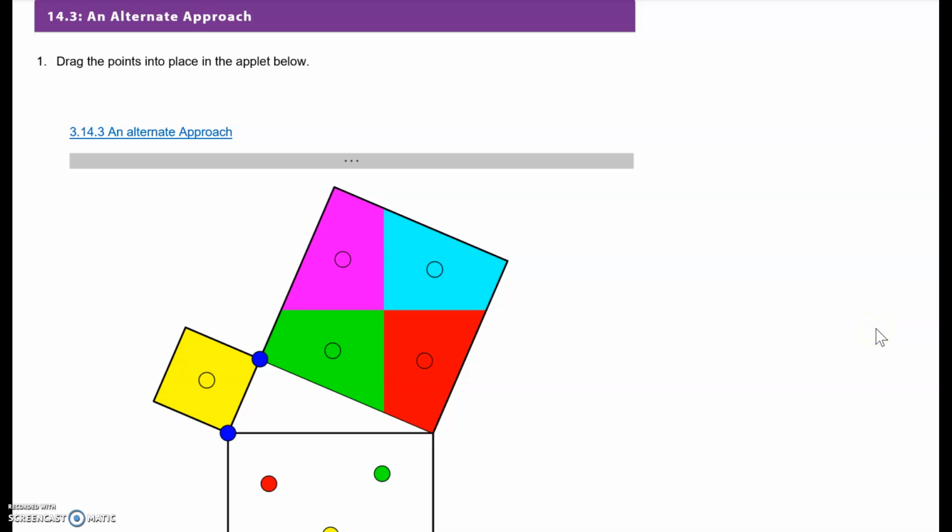All right, continuing on with lesson 14, what we're going to do, problem 14.3, is we're going to look at an alternate approach for the Pythagorean theorem. This one is a little bit more hands-on. It should help you see this relationship moving forward.